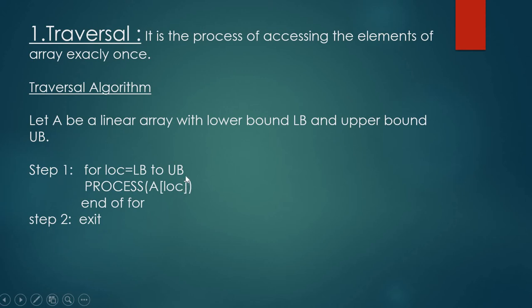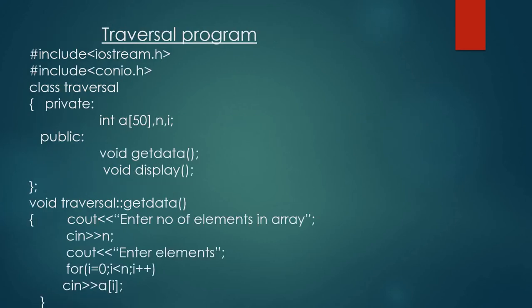Suppose one array A of 5. Then the lower bound will be 0 and the upper bound will be 4. Then first it will process A of 0, then A of 1, A of 2, A of 3. Next the upper bound is A of 4, so it will process A of 4. Like that it will traverse the array.